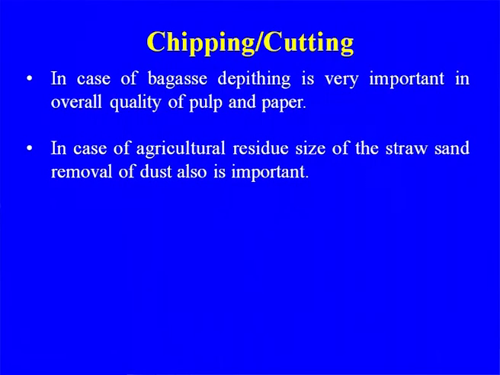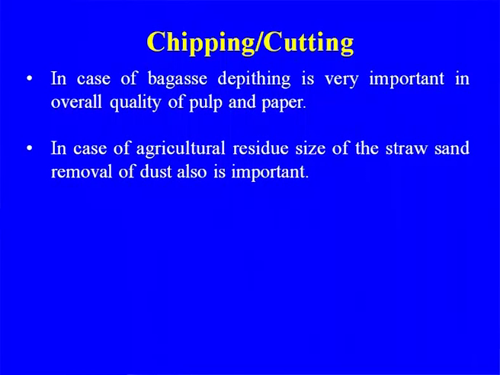In the case of bagasse, there is depithing, because the pith does not add any property and is not suitable for papermaking, so we remove it by dry or wet depithing. In agricultural residue, the size of the straw, sand, and removal of dust are also very important, especially dust particles, because during the cutting of the straws a lot of dust is generated. So we use cyclones where the dust particles are separated, and after the final cleaning, the chips go to the digester.